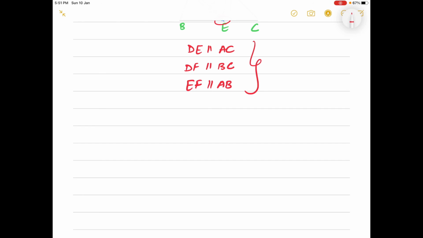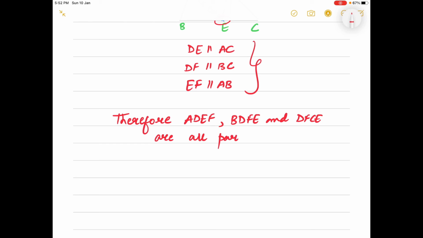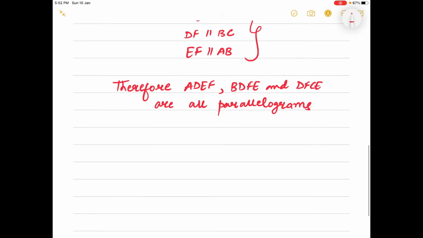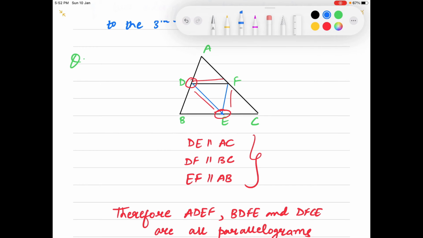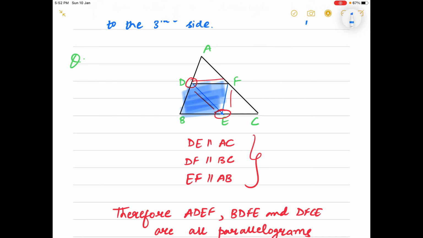Therefore, ADEF, BDFE and DFCE are all parallelograms. So these three are the parallelograms. Now DE is the diagonal of parallelogram BDFE. As you can see, parallelogram BDFE here. So DE is acting as the diagonal of this parallelogram.